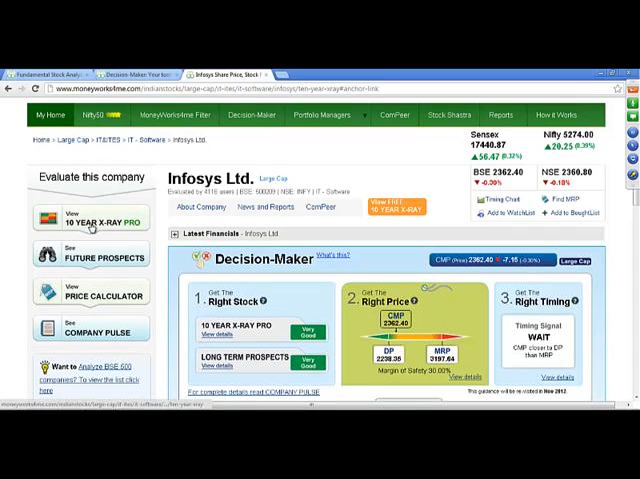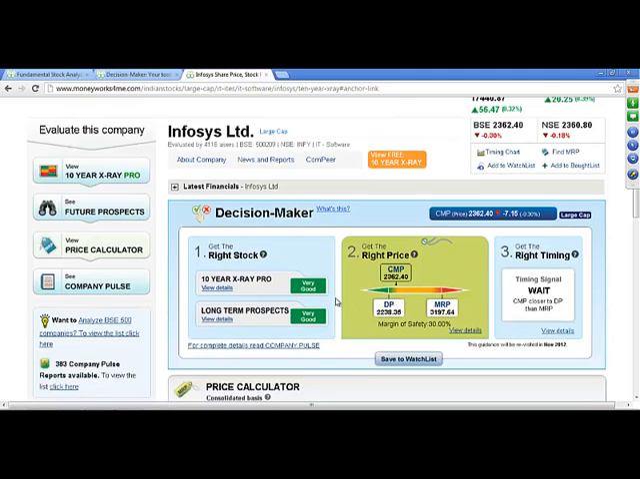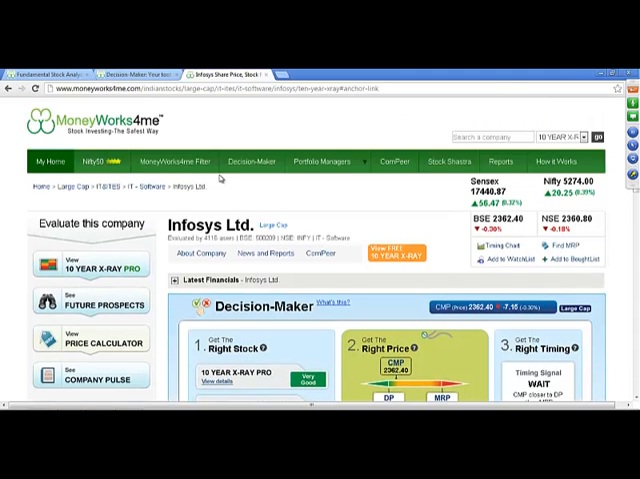So that was about the different elements. All this is to tell you that all the inputs in front of you, which are so easy to understand and which you can check out in like a minute, are supported by a very detailed and very robust framework. Okay, so that was about the Money Works For Me filter, decision maker, and the different elements.